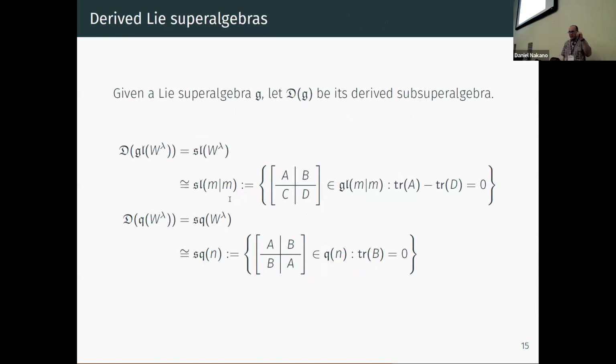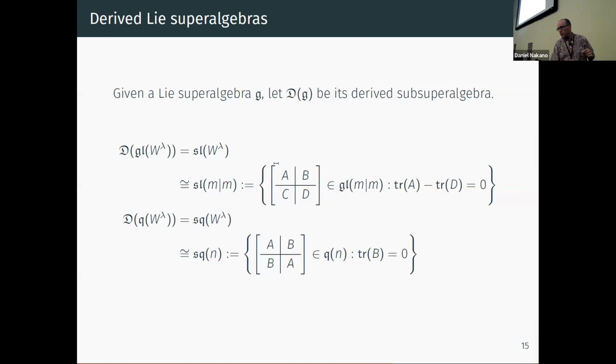Okay, so now let D of G be the derived subalgebra of a Lie superalgebra. The derived algebra of general linear is the special linear, and in this case it's block supermatrices where the supertrace is 0, so the trace of A minus the trace of D is 0. In the type Q case, this SQ notation is from one of Vera's papers. The derived subalgebra consists of these block matrices where the odd block has trace 0.